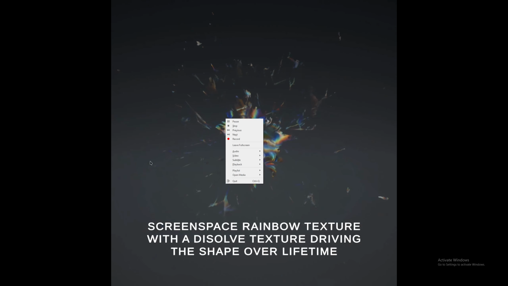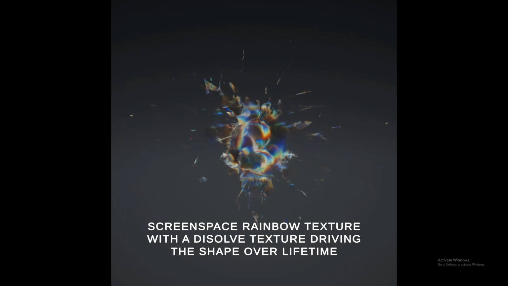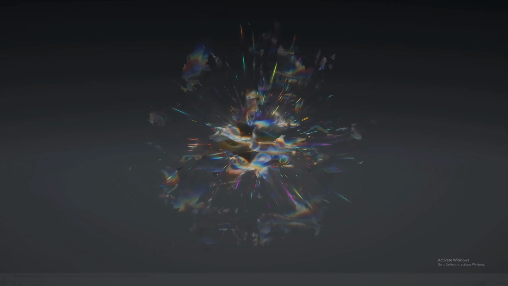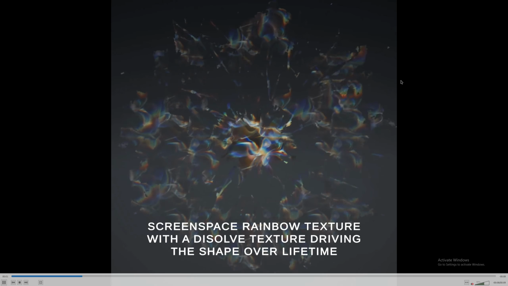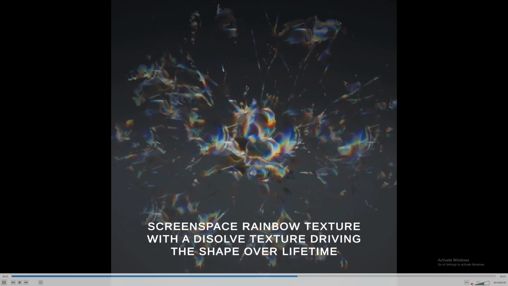It's deceptively simple. Because all this VFX really is, and I'm going to show you guys here, is this, right? If you guys can see here, it's a screen space rainbow texture, and then the actual movement and shape of this texture is driven by a dissolve effect, right?